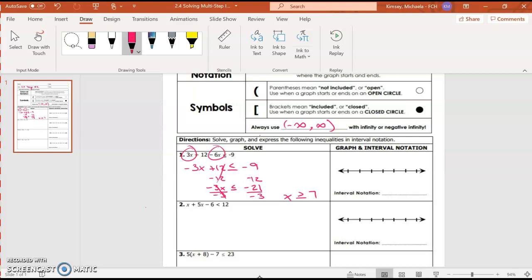Now on our number line, we want to make sure that 7 is on our number line. I always put it in the middle and then go more positive to the right and more negative to the left. We want a closed circle here because we want to include that 7, because it can be equal to. And then we want to draw our arrow going to the right because x is greater than or equal to 7.